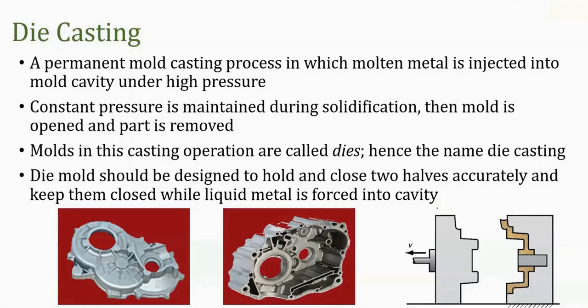You can see this is the mold, right? So this one half of the mold will be fixed and the other will be movable. We will move and close this die and pour the molten material. We will pressurize the molten material inside it and let it solidify. So these are a few examples of a die casting process.